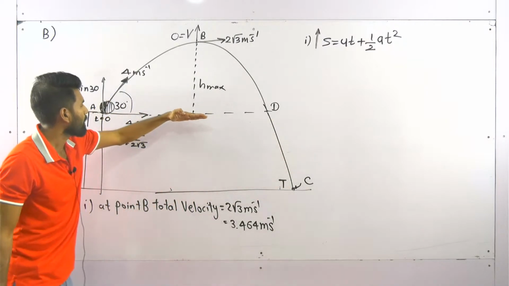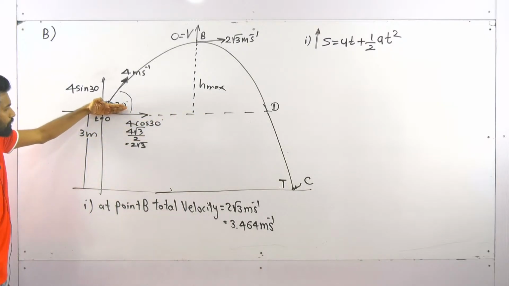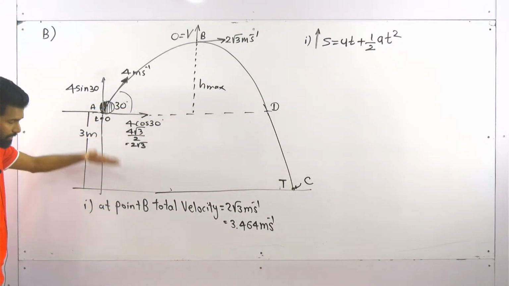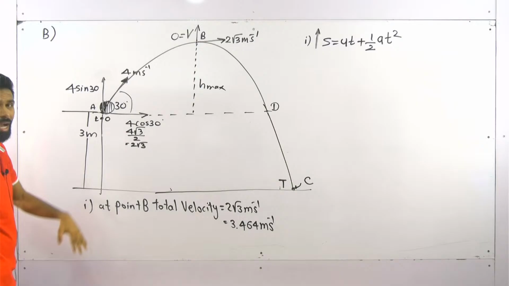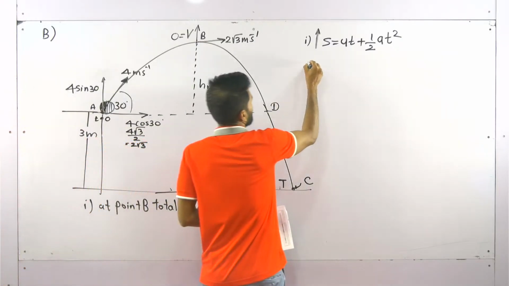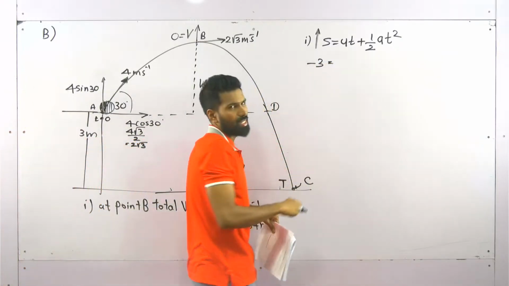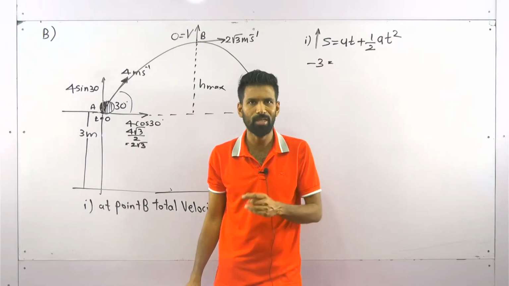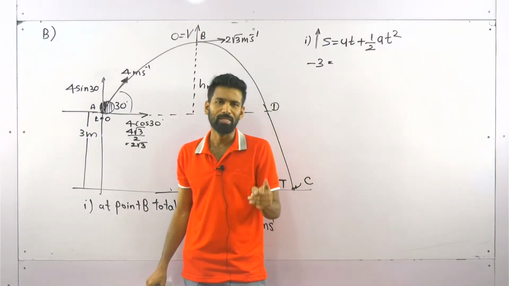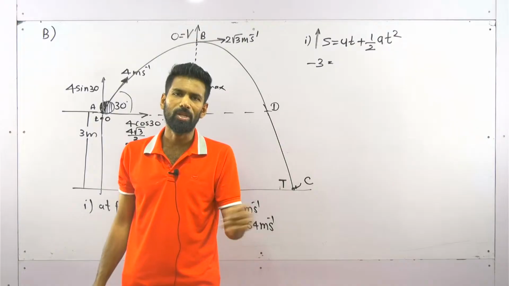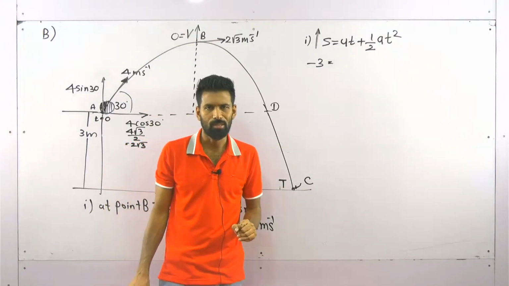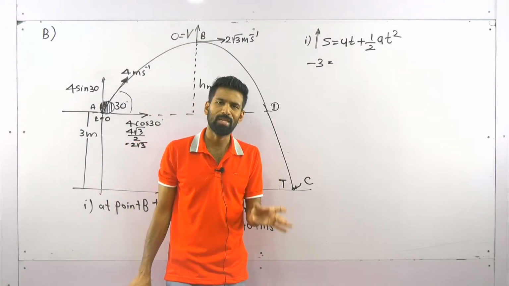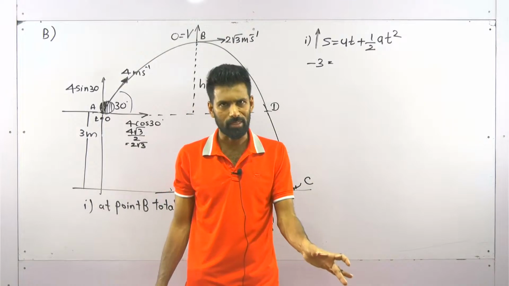It has come 3 meters in displacement on the other side. Displacement is -3. Displacement is the gap between the initial and final points. Displacement is not the distance traveled, it's the gap between the initial and final point, the shortest distance. So the displacement is the gap between the initial and final points.